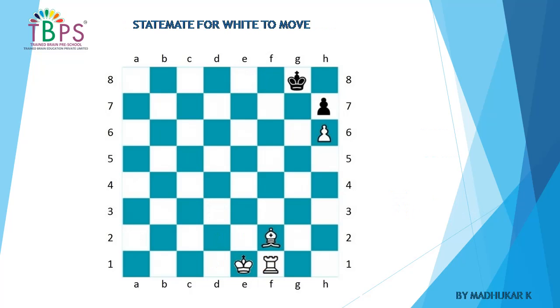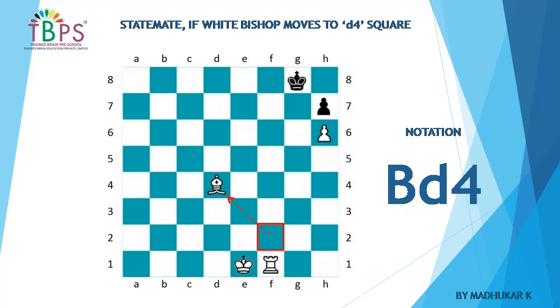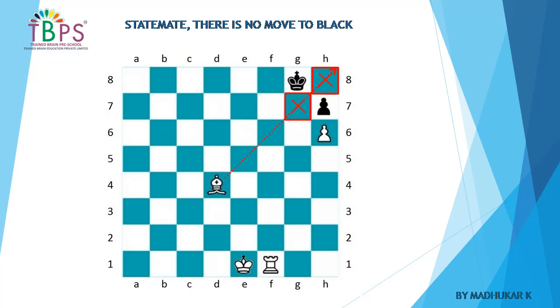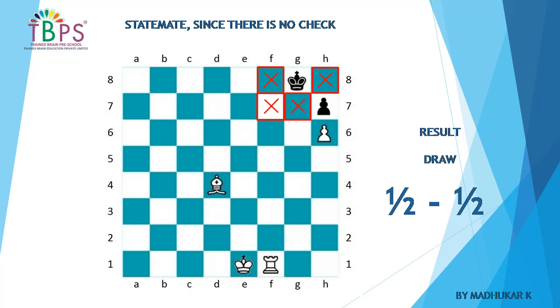Let us see one more example of stalemate. In this example, the bishop from f2 square moves to d4 square, controlling g7 and h8 squares. After the bishop moves to d4 square, the rook also starts controlling f8 and f7 squares, blocking the movement of the black king.